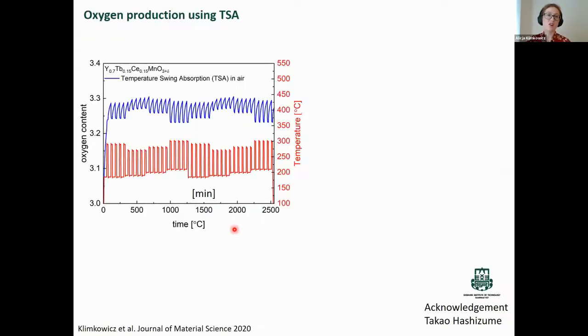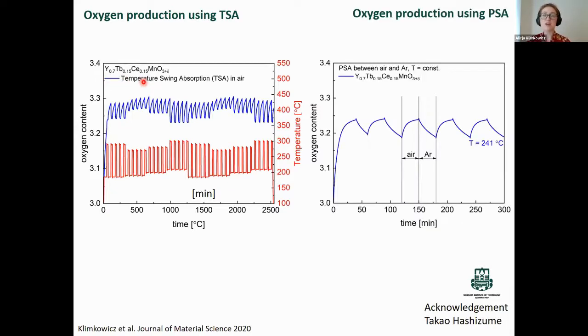Here we actually tested the work of this material in air, and they show a good response, as we can notice the change of the oxygen content depending on the change of temperature. Here is a slide of extended studies where we were trying to find optimum temperatures for the reduction and oxidation process. But let me tell you one more thing about these materials, because they're actually quite phenomenal: they also react to the pressure swing.